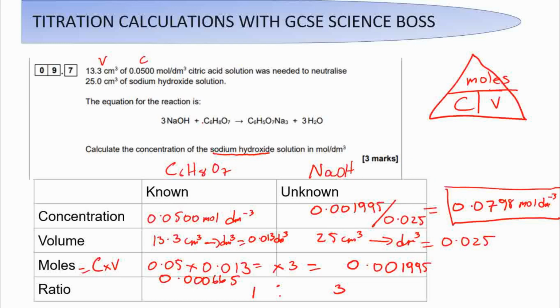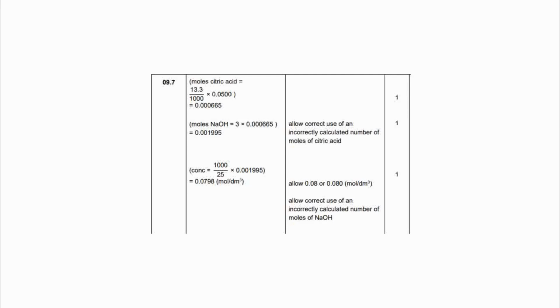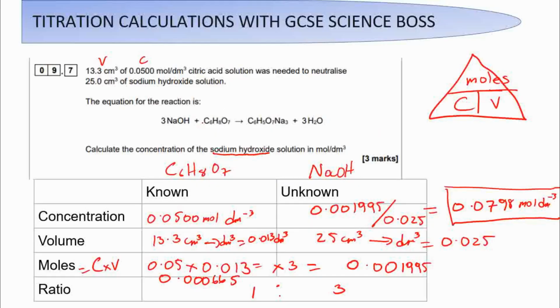Again, 3 marks. I think it could be worth 4 marks, to be honest, but they've said 3 marks, and you can have a look at the mark scheme there. Remember, just follow my steps. CVMR: concentration, volume, moles, ratio. And remember, if you're applying for a job, you write a CV with moles at the top.